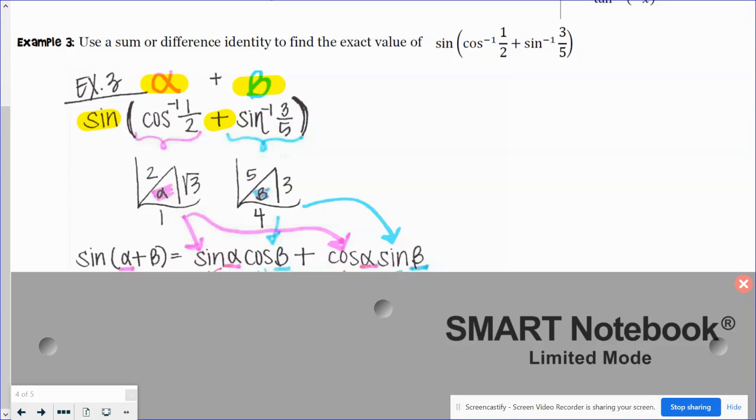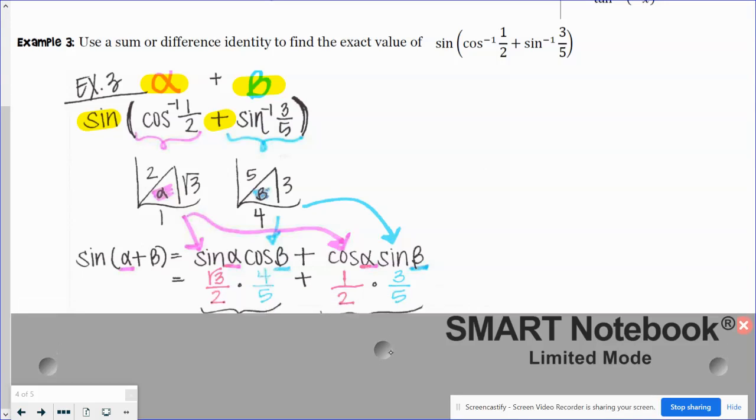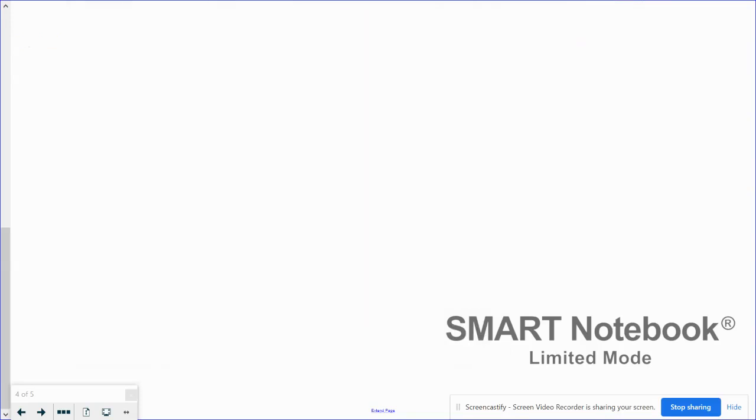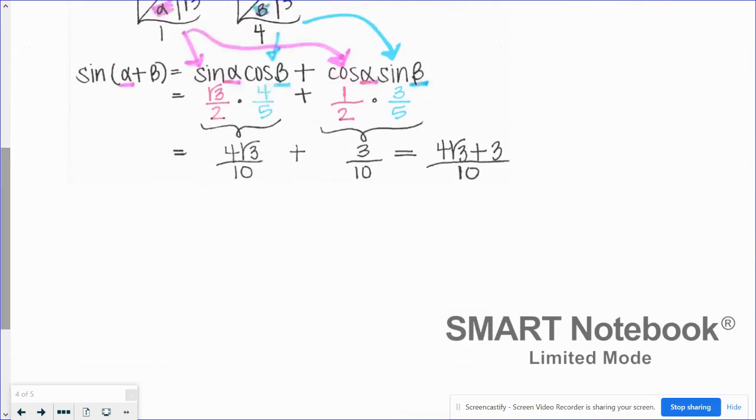Now I have to find all my ratios. I found that sine of alpha is the square root of 3 over 2, and cosine of beta is 4/5. Cosine of alpha is 1/2 and sine of beta is 3/5. From there, I'm just doing the math. I'm multiplying first and then adding the two fractions together. I can't really add 4 root 3 and 3 together, so I'm just leaving it as 4 root 3 plus 3, all over 10.